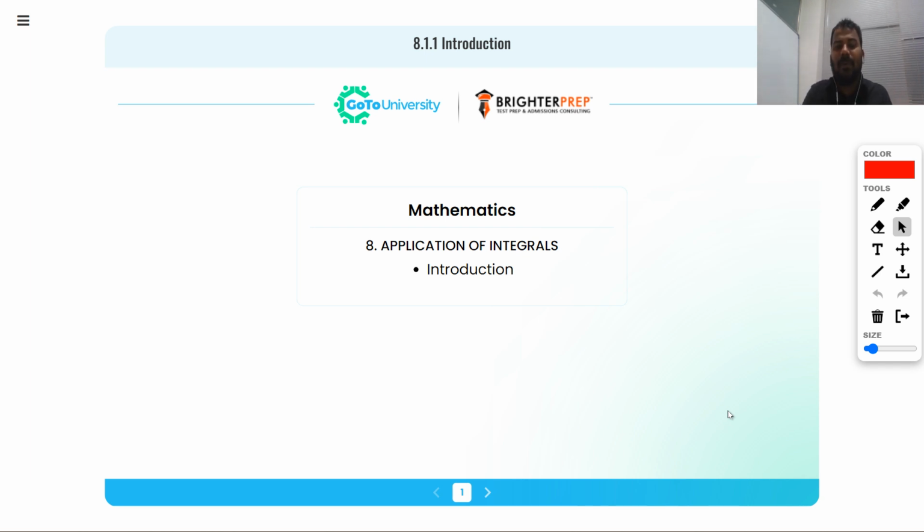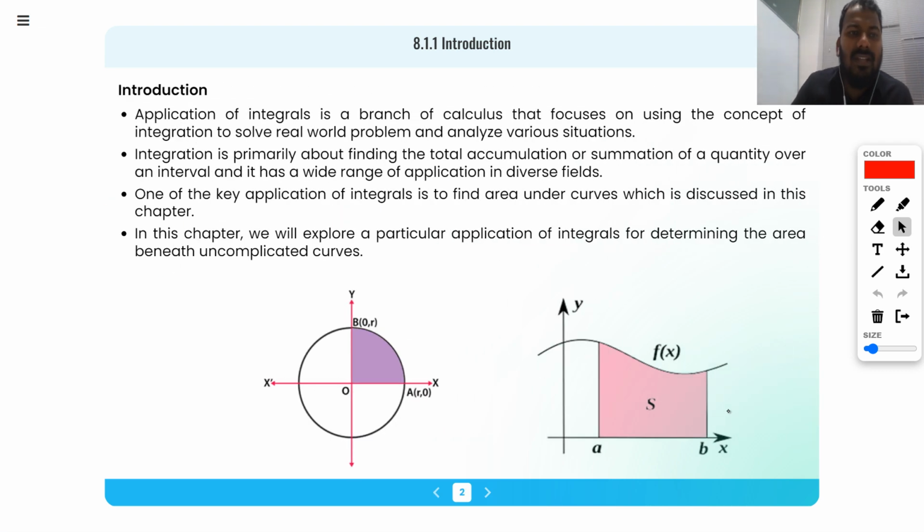In this particular part, we are just going to see a basic introduction. Why are we going to use this application of integration, or what is the use of integration while finding out the area of a particular plot or a particular diagram? Let's have a look into this. This application of integrals is a branch of calculus whose focus is mainly on solving real-world problems and analyzing various situations.